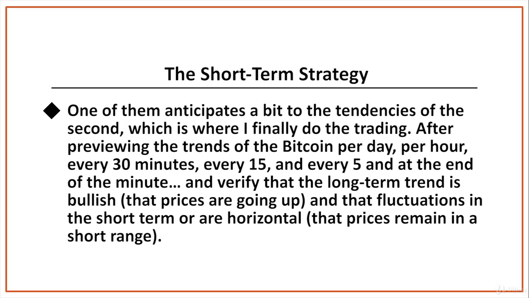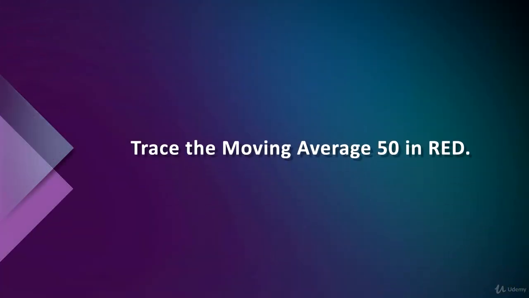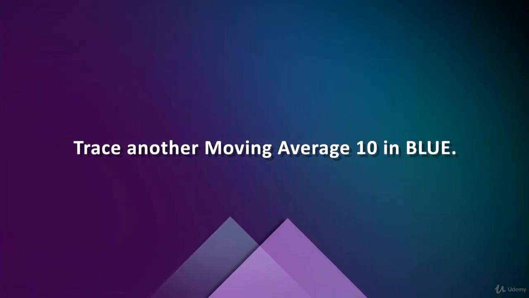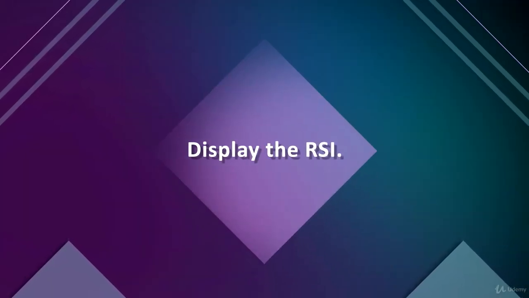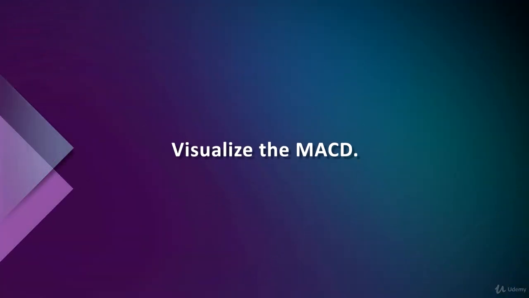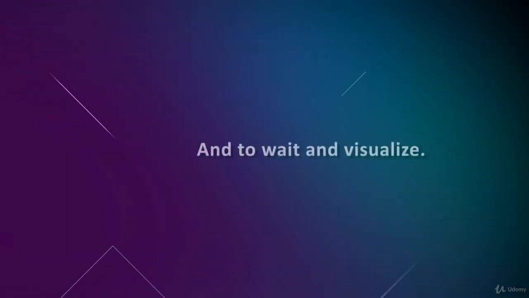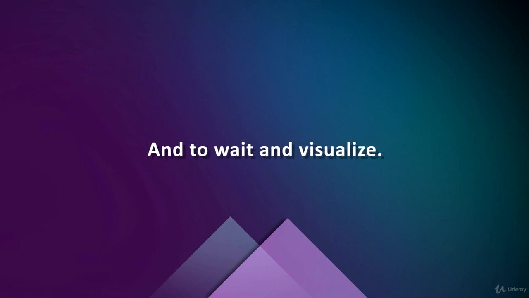After verifying these conditions, we started trading, and this was what I did. Trace the moving average 50 in red. Trace another moving average 10 in blue. Display the RSI and visualize the MACD, and wait and visualize. I begin to visualize the graph and look for the alerts of a fall of prices when it crosses the lines of the MACD, and they are confirmed with the crossing of moving averages.